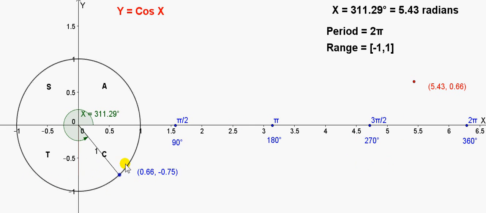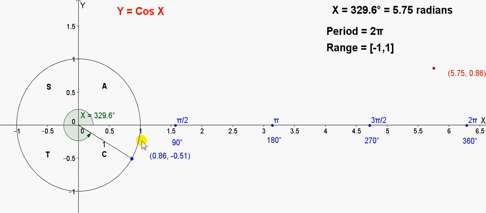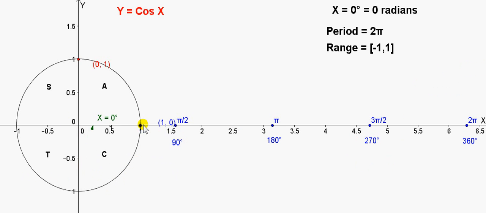Let's look at the trace of this point. I'll just bring x back to 0. Now the cos of 0 is 1. So when x is 0, y is 1. We are just going to look at positive values of x. So the graph is going to start here at this point with coordinate 0, 1.